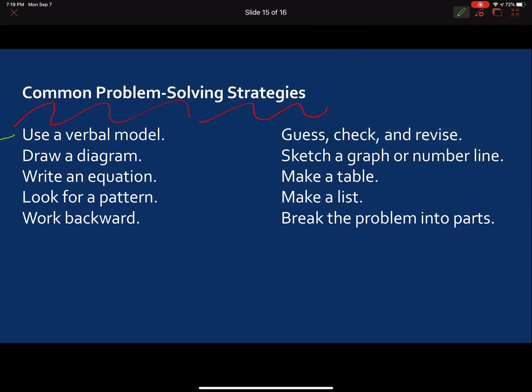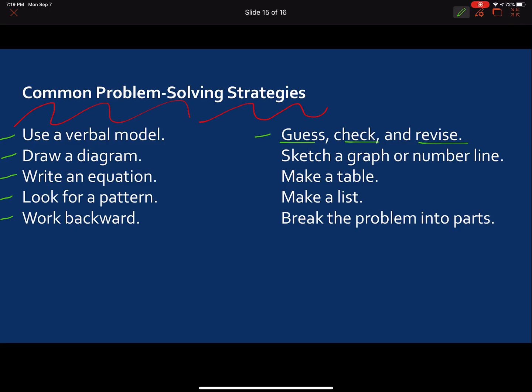Use a verbal model, verbal meaning in words. Draw a diagram. Pictures always help. If you're a visual person, that would definitely help. Write an equation. That's what we did in the previous example. Look for a pattern. Some people can notice a pattern very quickly. Work backward. If you know the answer but you're being asked to write an equation, use that answer to help you arrive at an equation. Guess, check, and revise. That's actually a strategy and you can use it.